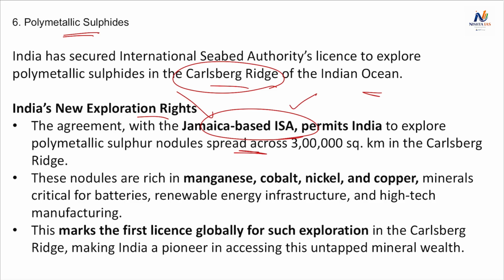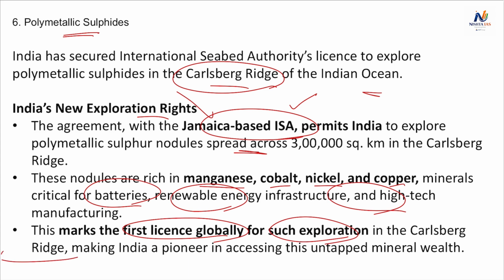So there was a question on International Seabed Authority. So remember this. And then, so what are these polymetallic sulfides? These are the nodules which are rich in manganese, cobalt and nickel and copper and other minerals. They are critical for battery, renewable energy and other high-tech infrastructures. And so the license marks the first license globally issued for such exploration in the Carlsberg Ridge.